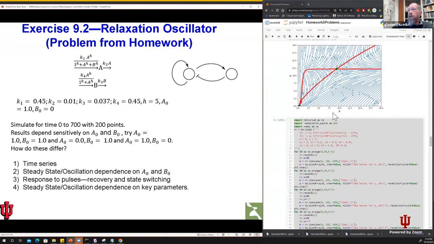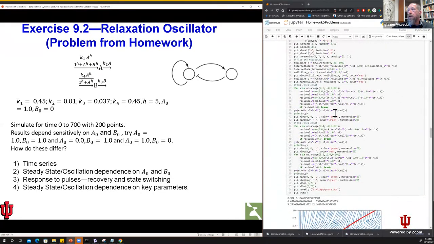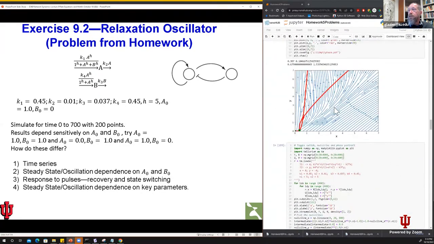So once I've seen what's going on, I can do what Joel suggested, and I apologize for scrolling here. I could pick a value of B and scan the initial value of A and see what happens. And if I do that in a region where I cross this oscillation period, I would expect to see some region in which I get a stable fixed point, some regions in which I get zero, and some regions in which I get oscillation.